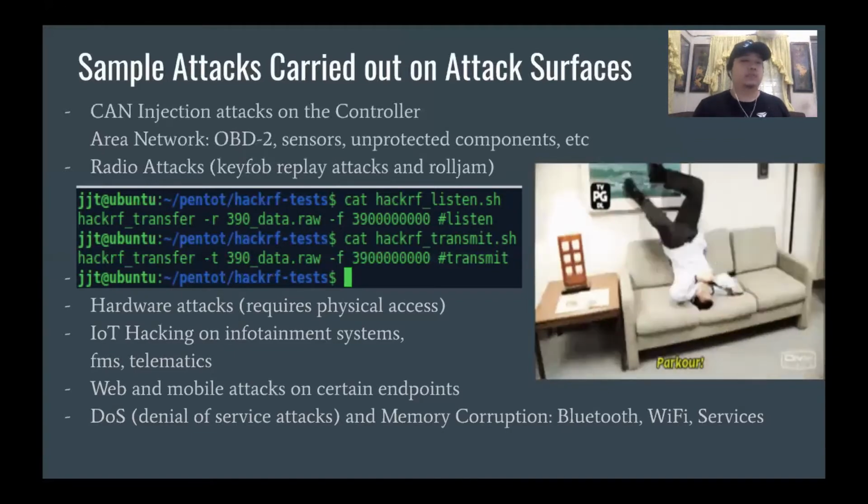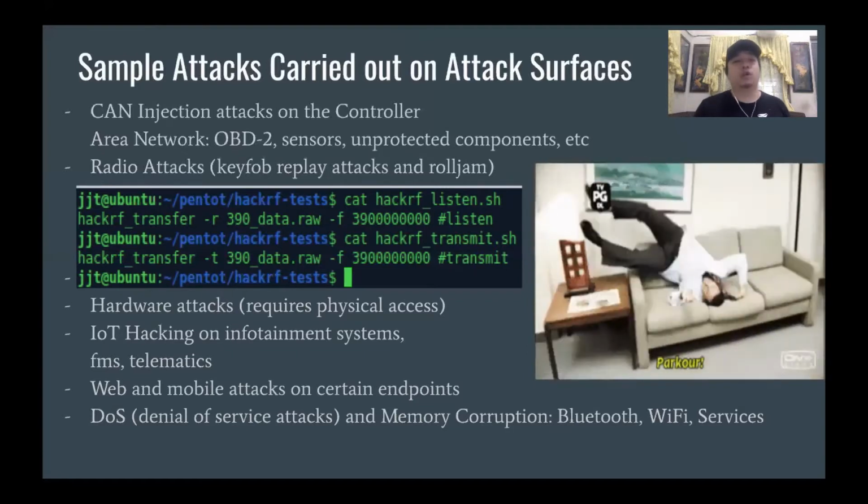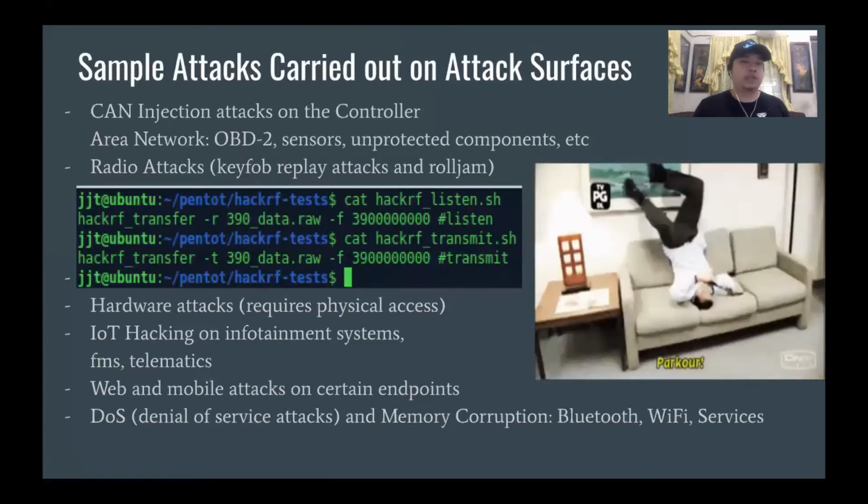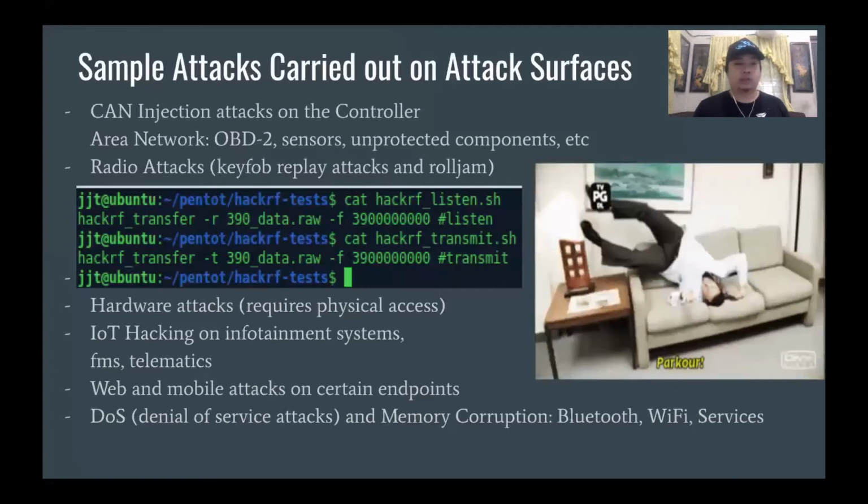Then, of course, some update software for cars. We have web and mobile attacks on certain endpoints. So maybe you can find SQL injection, cross-site scripting on the cars. So, yep, there are a lot of attack surfaces. In bug bashes, it's not just about the car. It's also about its web and mobile endpoints. Now, other attack surfaces that you could carry out, we have the DOS or denial of service attacks and memory corruption against Bluetooth services or Wi-Fi and other services.